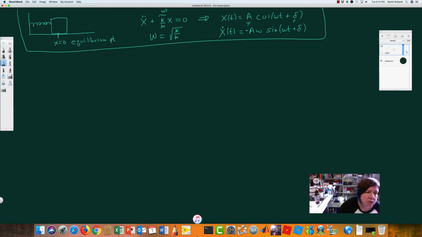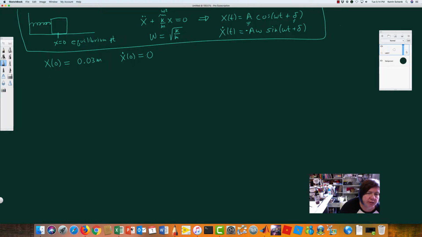Okay, so let's start with one that's a very common one. We'll start at x equals 0, and we'll bring it out to 0.03 meters. And we'll start it off with no velocity. So at time equals 0, we have no velocity. And this is when you pull it out to 0.03 meters and just let it go. Okay, all right, let's do it. Let's figure out the constants given these initial conditions.